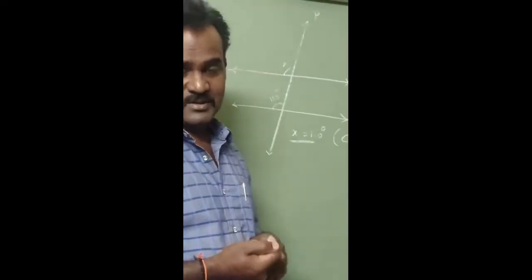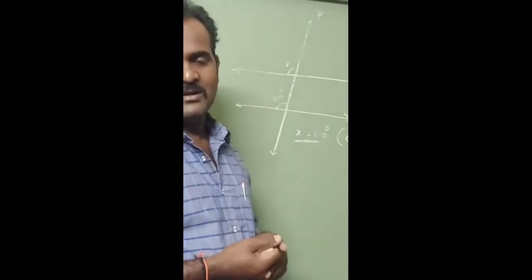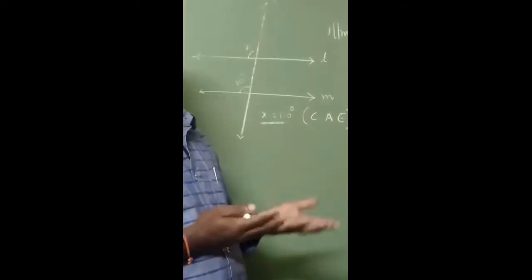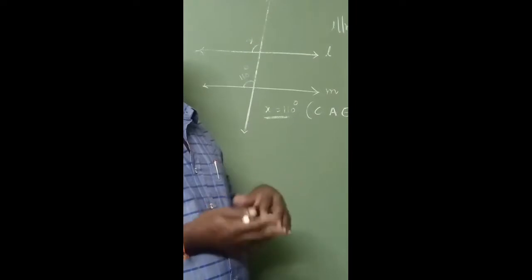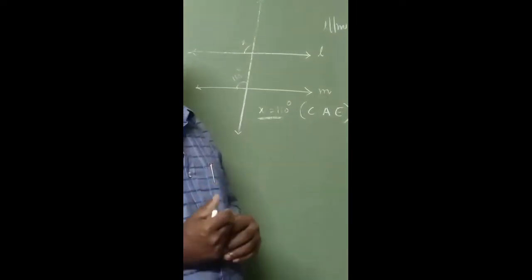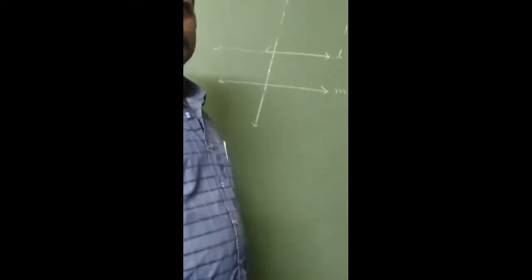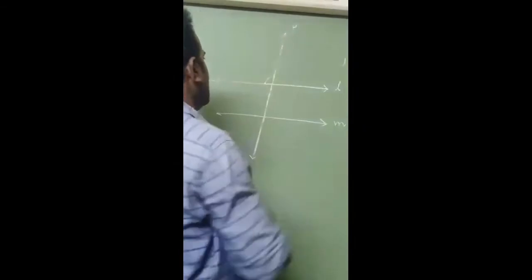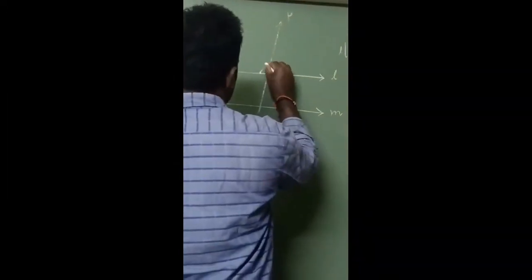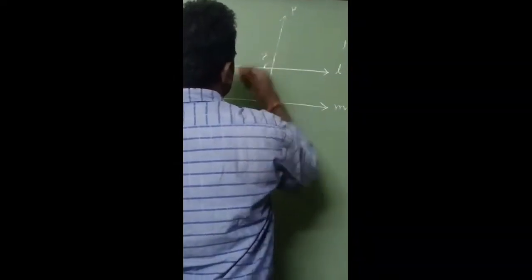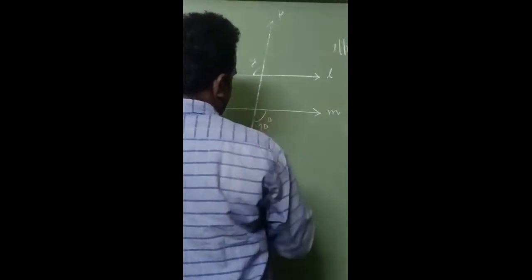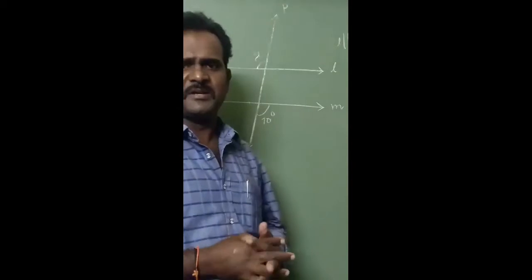Next one is alternate angles. Alternate angles means both are exterior or both are interior, on either side of the transversal. Okay? These are two parallel lines. This is the transversal. This is one angle, and this angle is equal to 70 degrees.